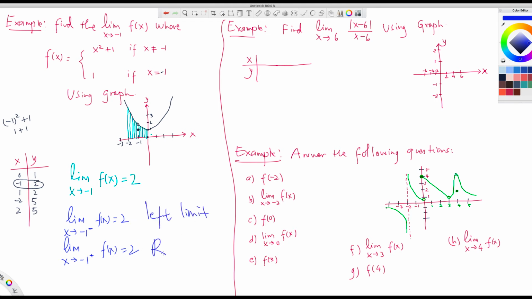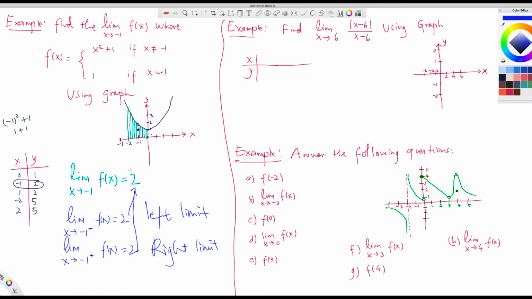And this is the right limit, okay? Right limit. So since the left limit and the right limit are equal, they are equal to 2, so the limit is basically 2. So the limit of the function, both are equal to 2. That's why the limit of the function at -1 is 2.